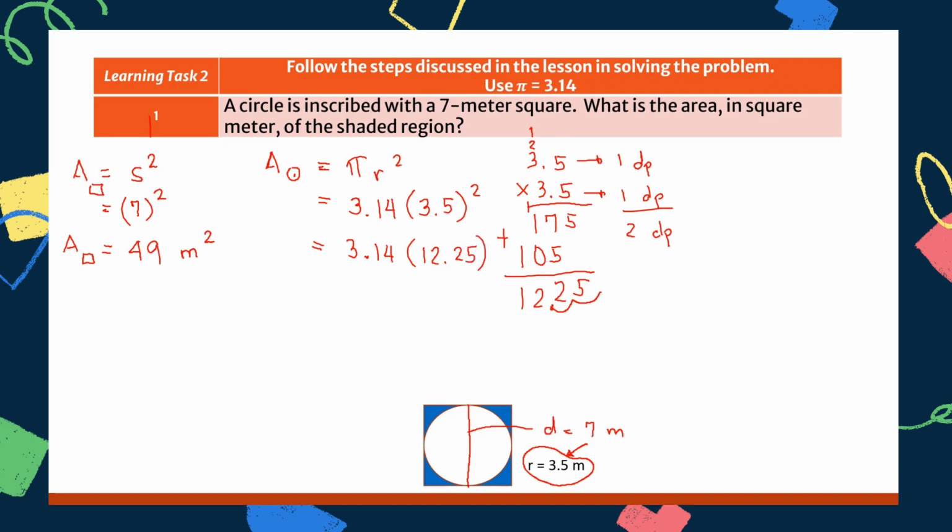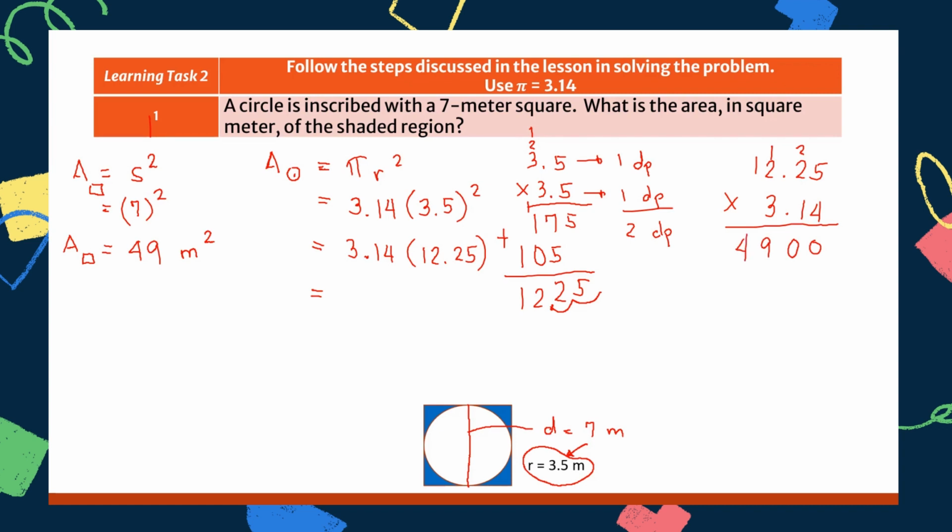So our new problem is 3.14 times 12.25. Yun naman ang ating i-multiply. 12.25 times 3.14. Unahin natin yung 4 sa 12.25. So 4 times 5 is 20. Carry 2. 4 times 2 is 8 plus 2. We have 10. Carry 1. 4 times 2 is 8 plus 1. It is 9. And 4 times 1, of course, the product is 4.